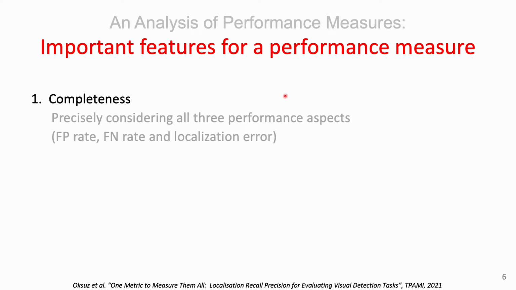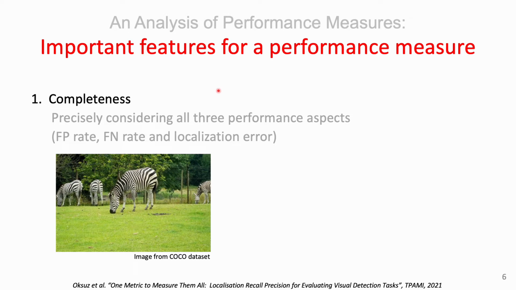The first important feature is completeness. We would call a performance measure complete if it considers precisely all three performance aspects of a detector. To motivate why we expect a performance measure to be complete, consider the object detection problem. We can easily extend this example to other visual detection problems. In the object detection problem, we are provided an input image as shown here, and we are interested in finding the boxes that bound or surround the objects in the image.